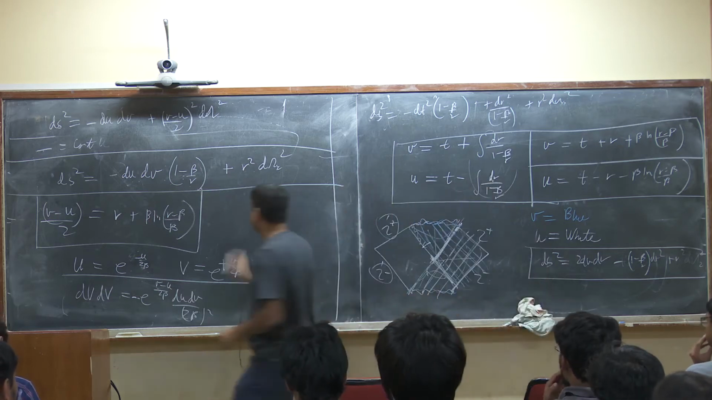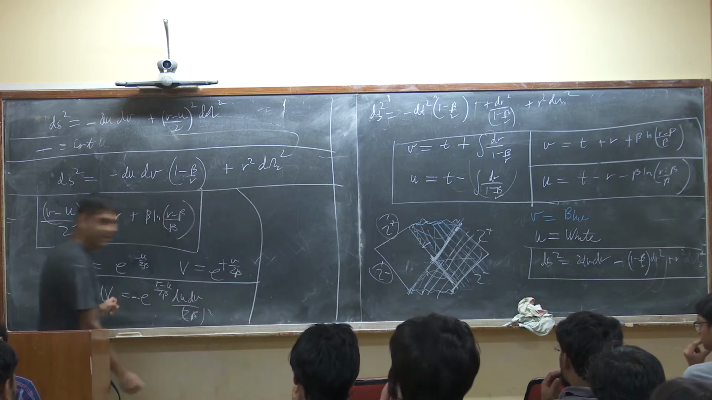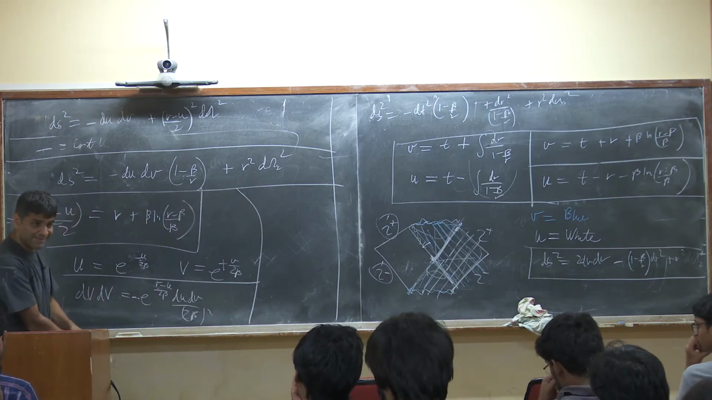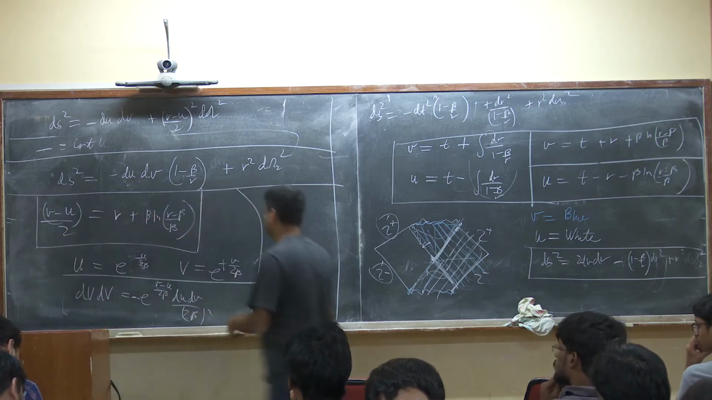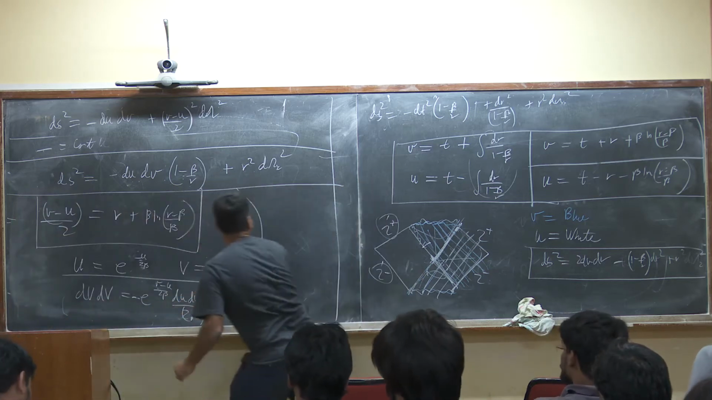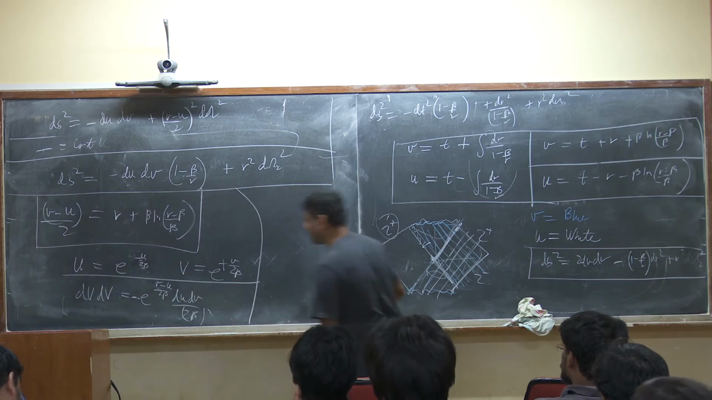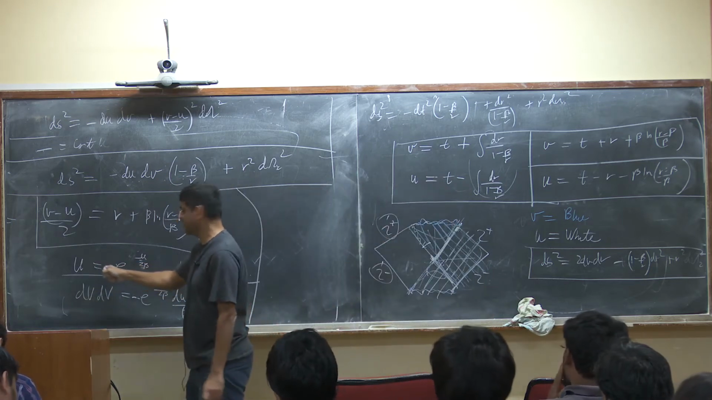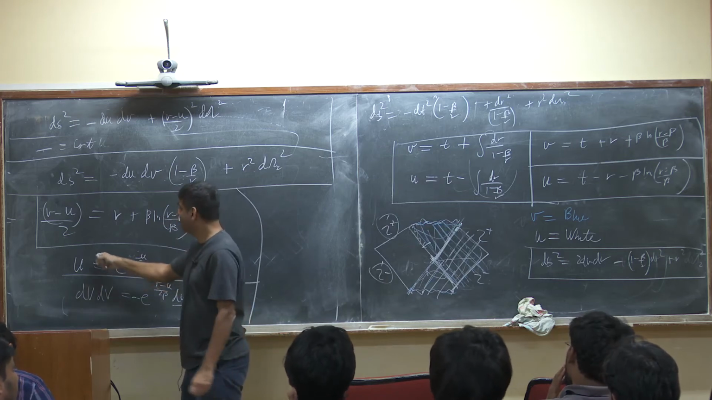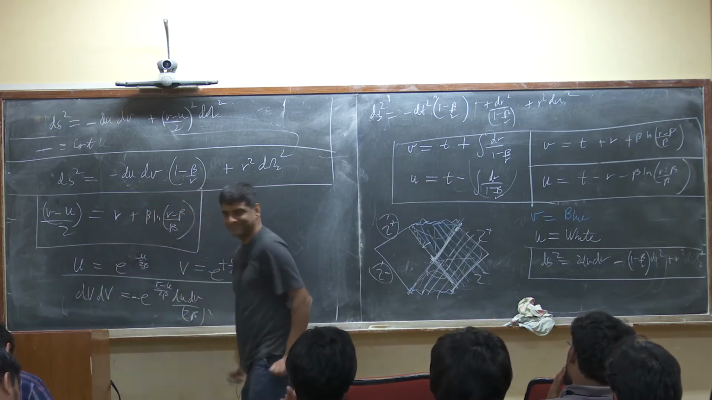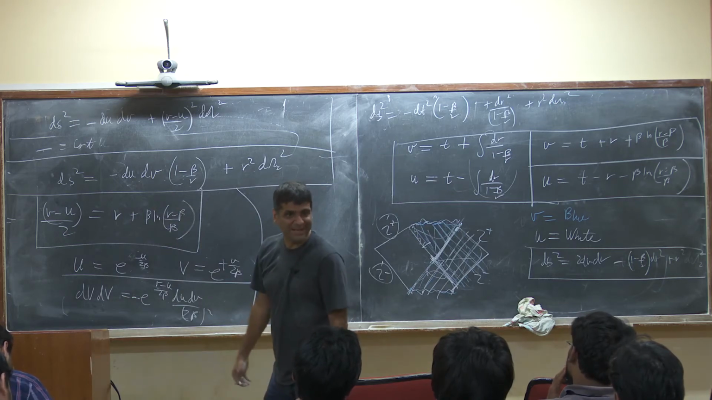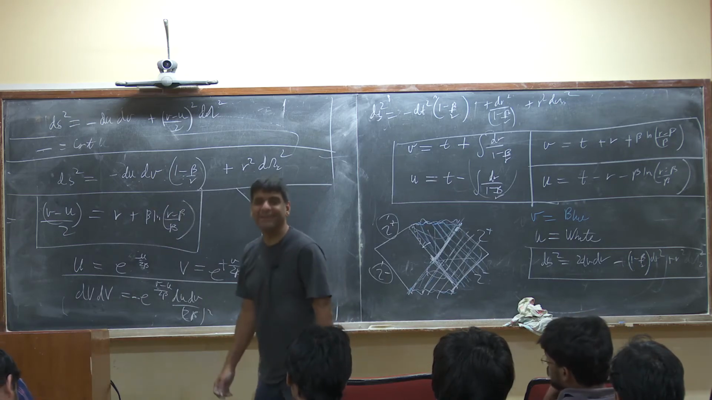Okay? So I'll complete this discussion in the next class. What we will have to do now, okay, let's quickly do one or two last bits. So what we have to do is use this coordinate system to rewrite this metric in terms of dU and dV.